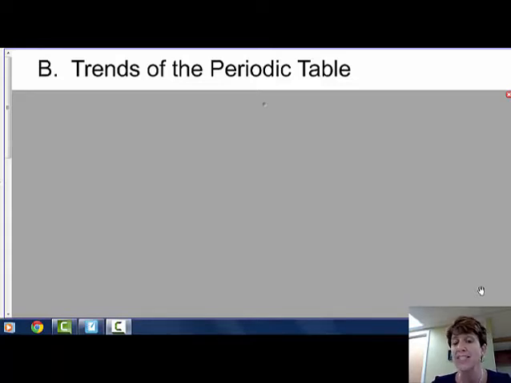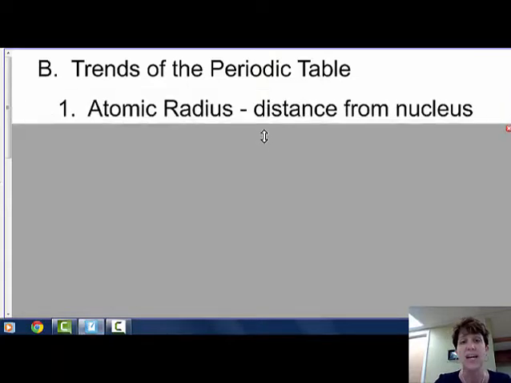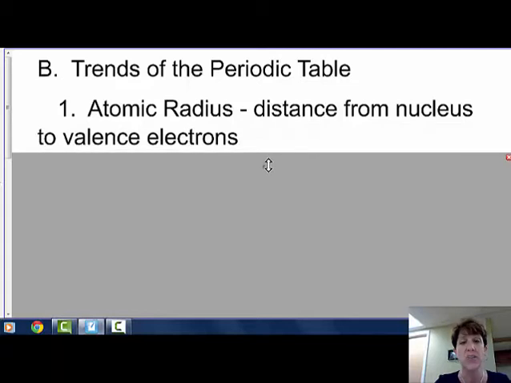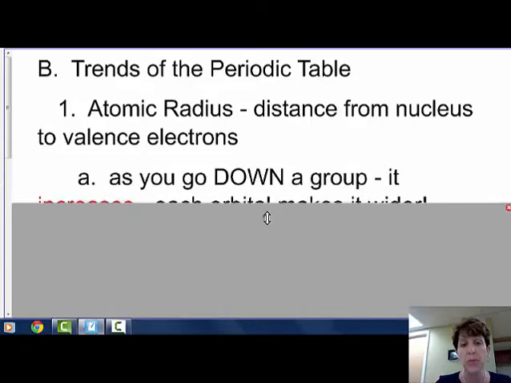So we're going to talk about trends, like as you go down a group, what things change, and as you go across, what things change. So first thing we're going to talk about is radius. Atomic radius is the distance from the nucleus out to the valence electrons. So how is that distance different as you are looking, first of all, down a group?